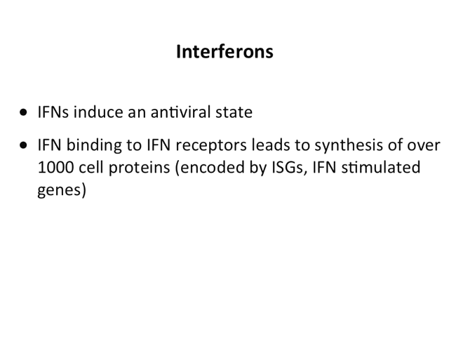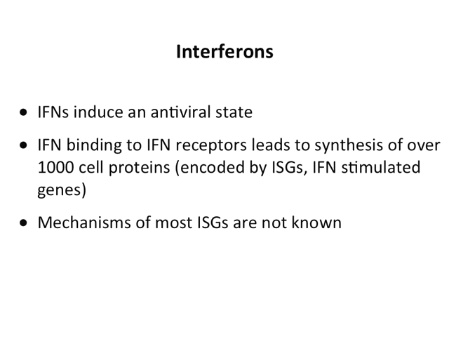And that happens when interferon binds to receptors on cells, and that induces the production of over 1,000 cell proteins, which are encoded by genes called interferon-stimulated genes, or ISGs. So the ISGs are the genes whose transcription is stimulated by interferon. They, in turn, make mRNAs that are translated to make all these proteins. So all of these proteins then are involved in establishing an antiviral state.